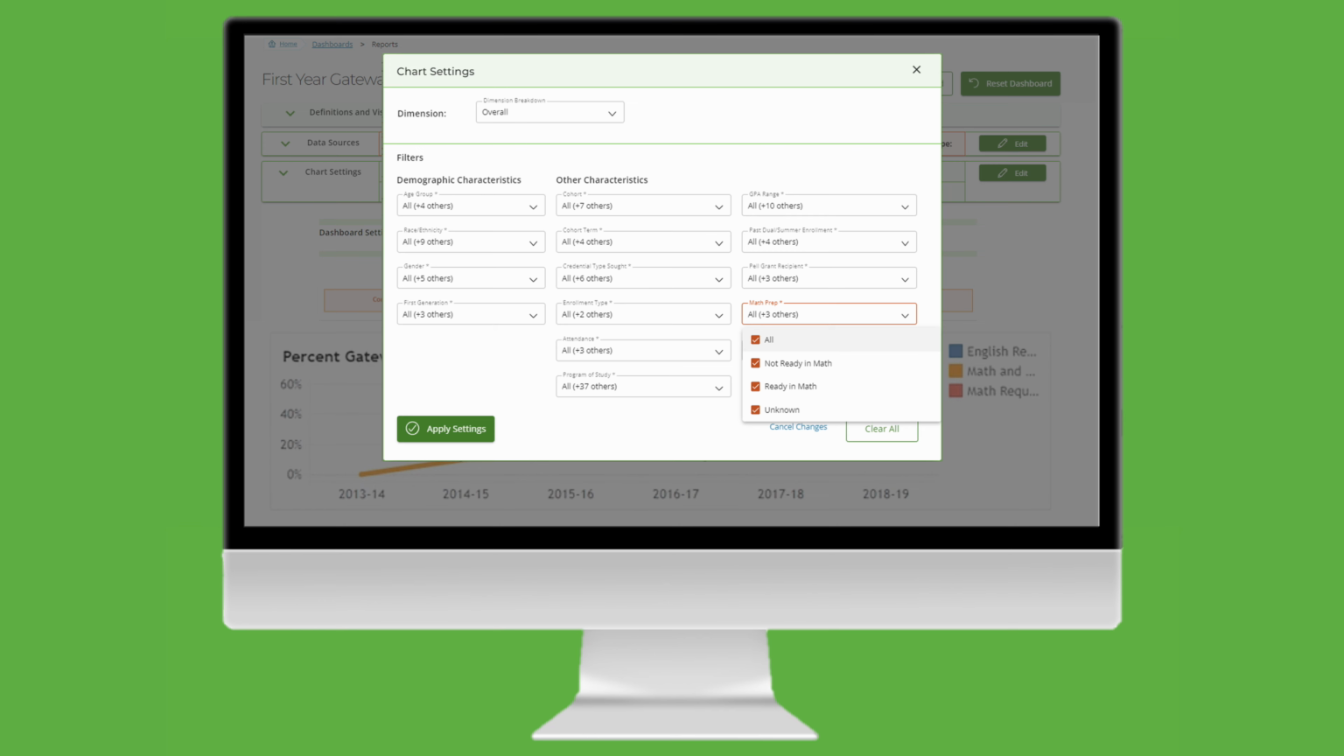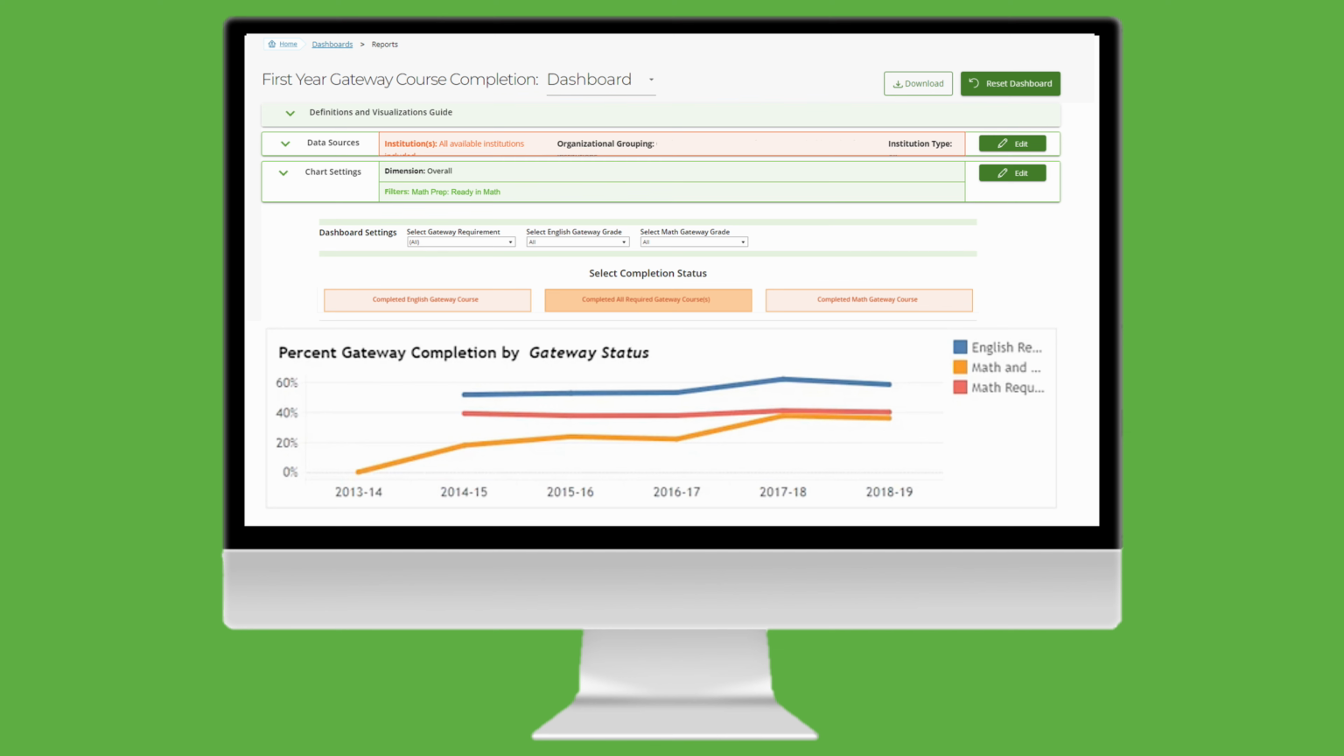Next, let's look at one more metric to determine if the achievement gap widens or narrows for first-year students who are prepared to take college-level math. Now, the dashboard only includes first-year students who entered the institution prepared to take college-level math. Looking at the line chart reveals that the achievement gap narrowed considerably between the students required to take Math and English gateway courses and students who are required to only take Math gateway courses. However, the gap remained between those students and the students required to take only English gateway courses.